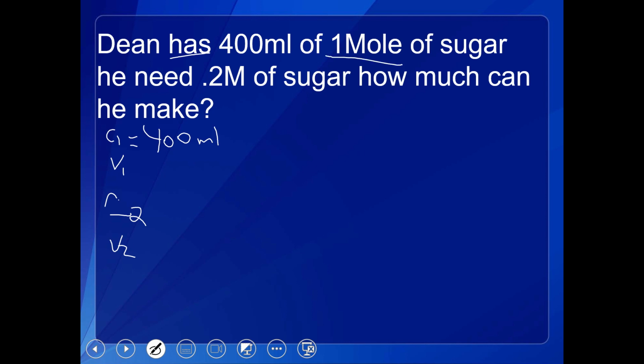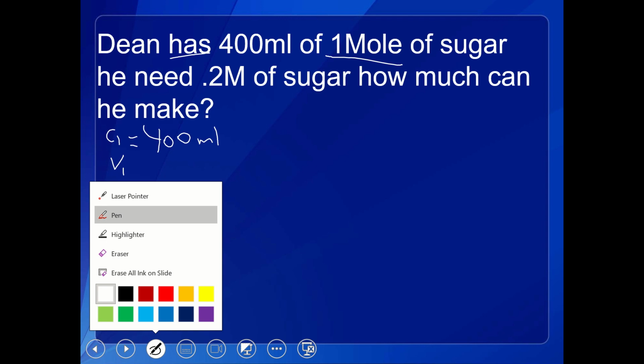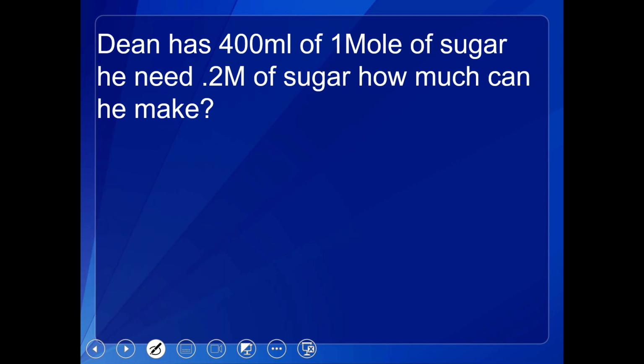Of 1 molar. Wow, I totally messed that up. Let me try this again. I make mistakes too. C1, V1, C2, V2.